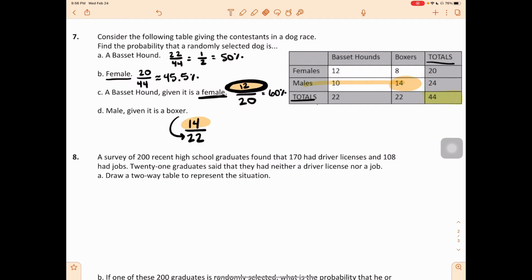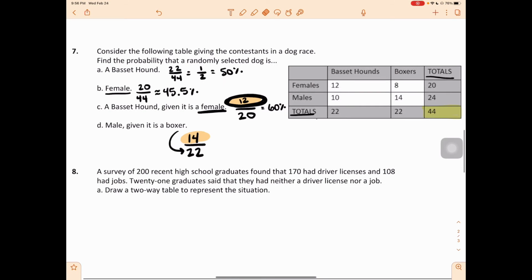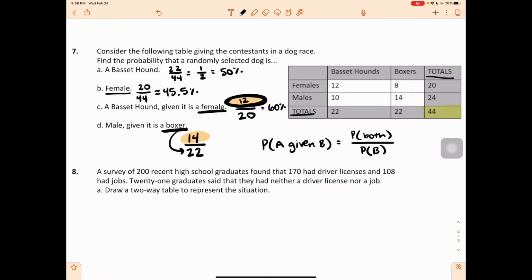And this is essentially how the equation up above works. So the probability of some event A given something B is the probability of both A and B, over the probability of just B. In this case, the probability of just B here was the probability it was a boxer. 22 of them were boxers total. Okay, but only 14 of them were a male boxer. So that's how we got these numbers here.